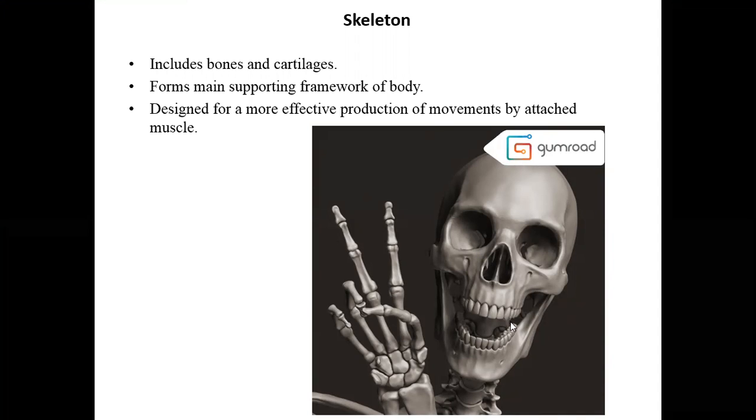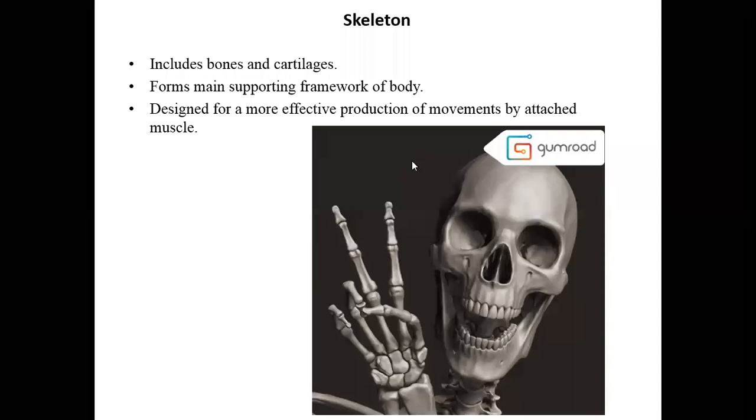In this figure you can see some bones, and there are other structures called cartilages. We will see what cartilages are very soon. The function is that it helps in movements through attached muscles. The muscles which are attached to the skeletal system help in the movement of the body.